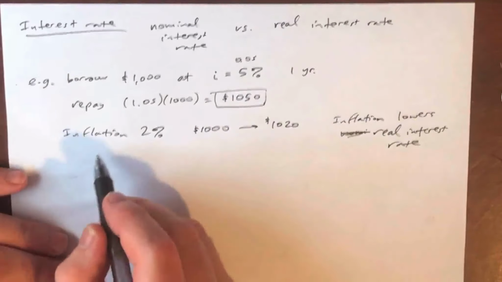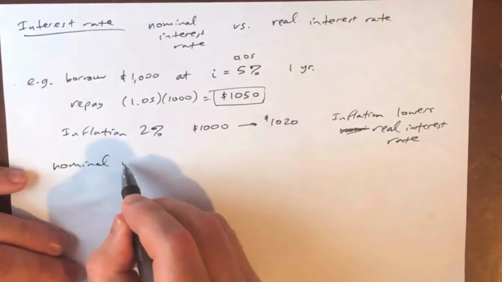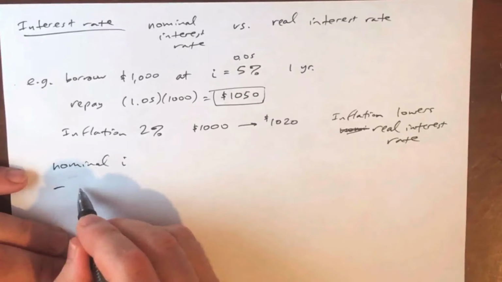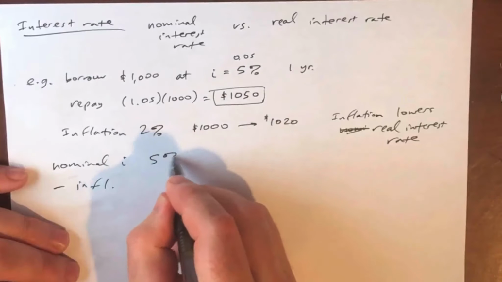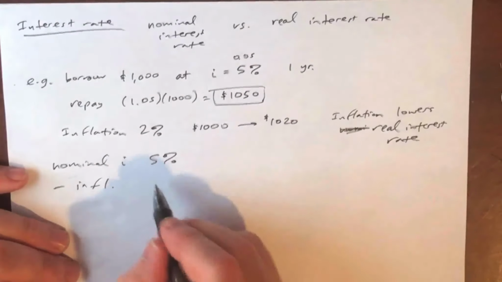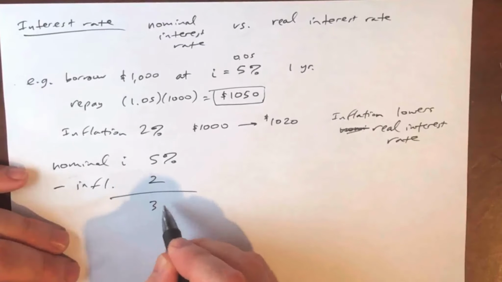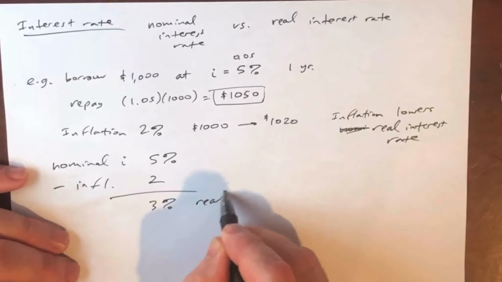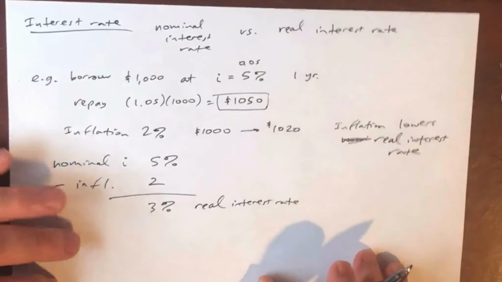So, in other words, what we're going to do here is take the nominal interest rate and subtract from that the rate of inflation. In our example, we had a 5% nominal interest rate. We subtract the rate of inflation, we get 3%, and this will be called the real interest rate. Right, the real interest rate.